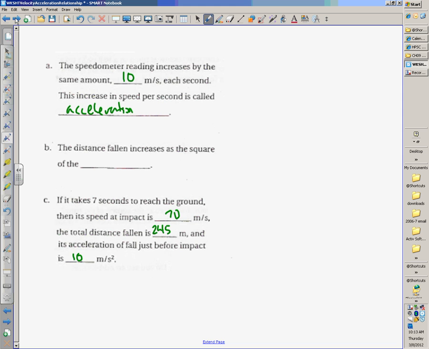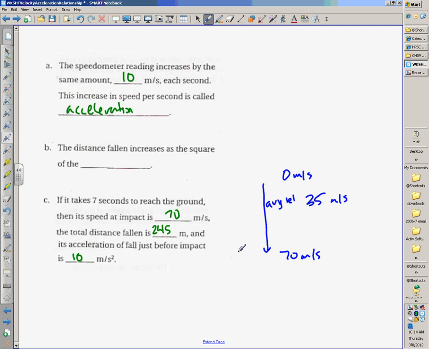Okay. If we talk about the whole trip, from when it was dropped to when it hit the ground, how fast was it going at the very beginning? 0 meters per second. We've already established that. How fast was it going right before it hit the ground? 70 meters per second. What was the average velocity during this trip? 35 meters per second is the average velocity.